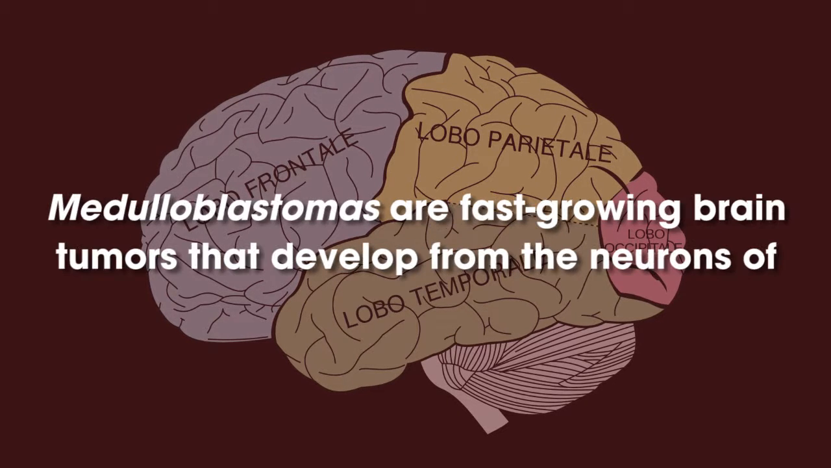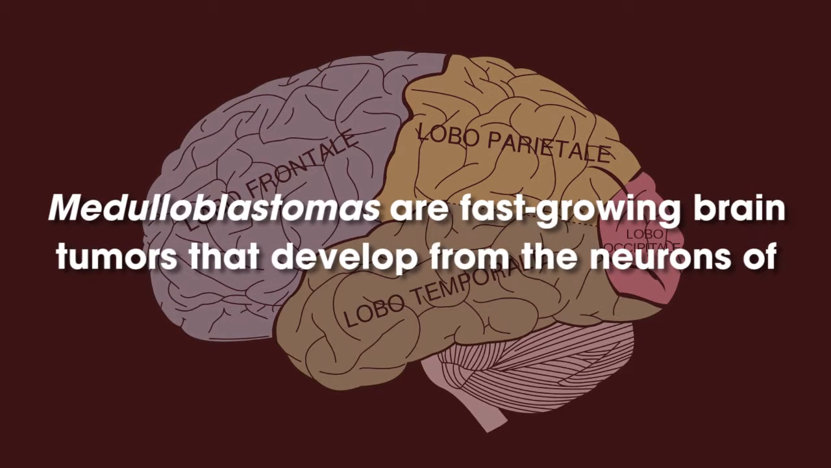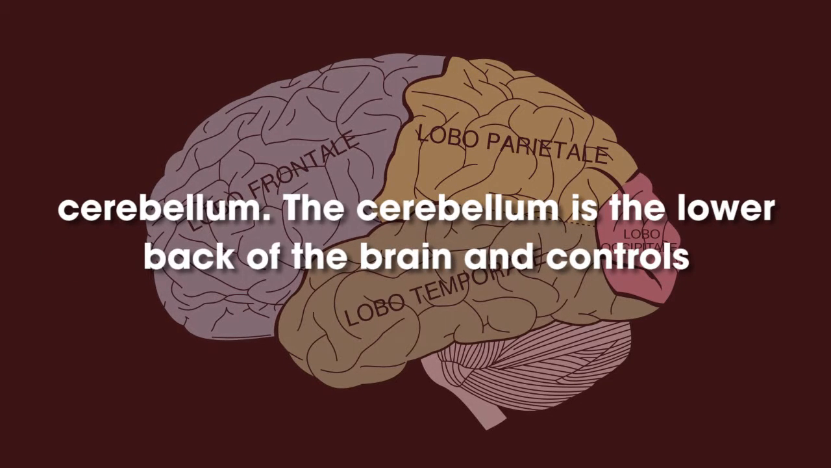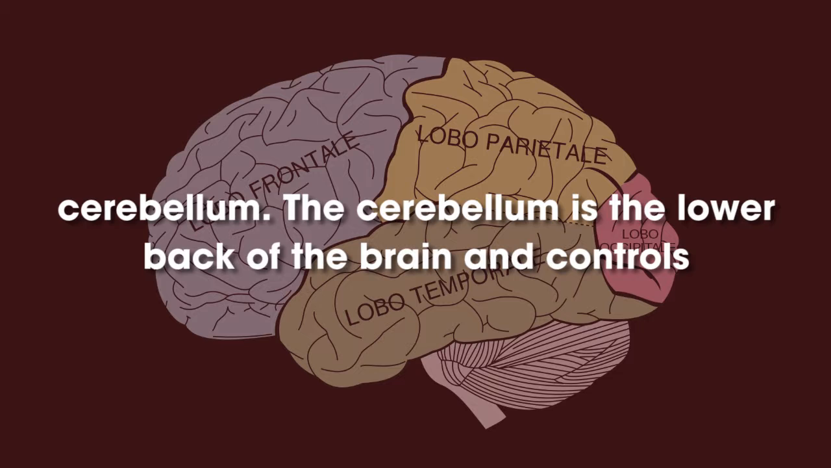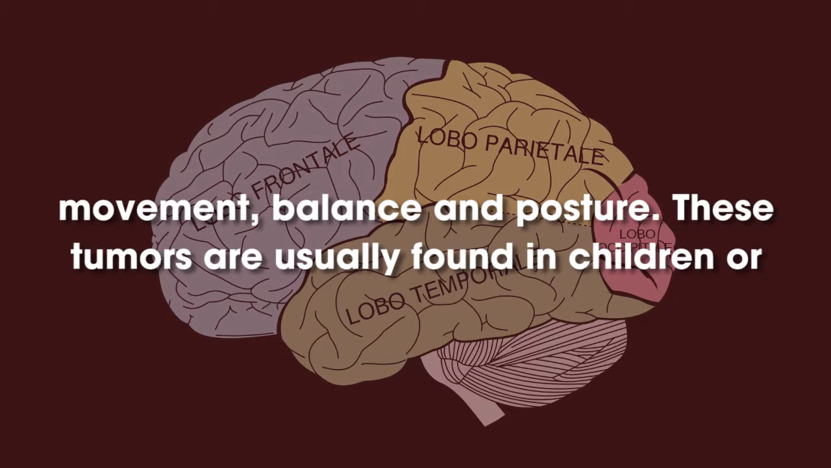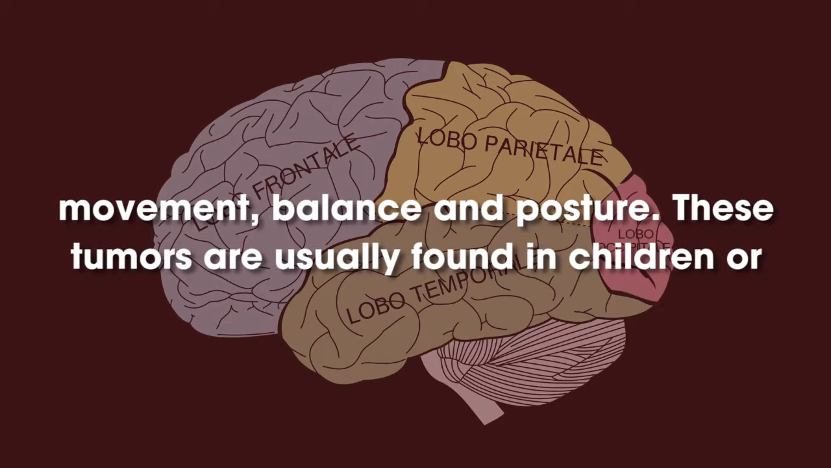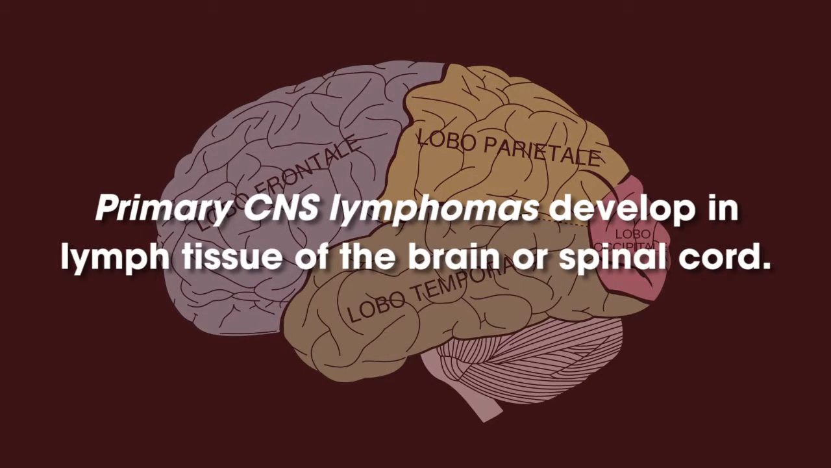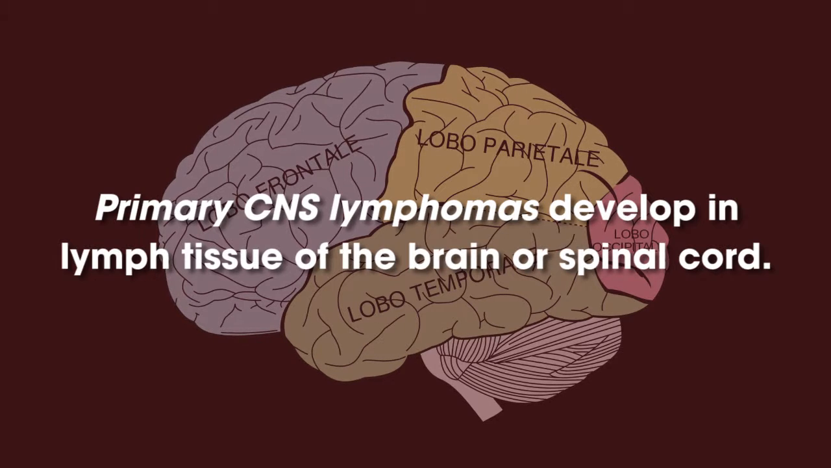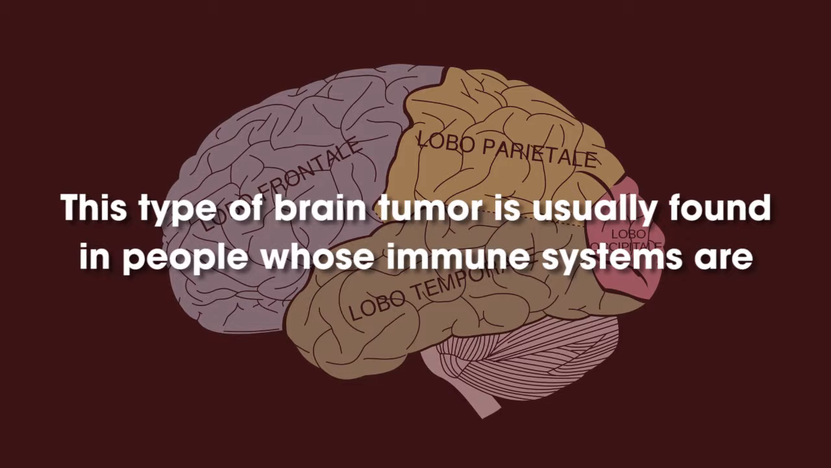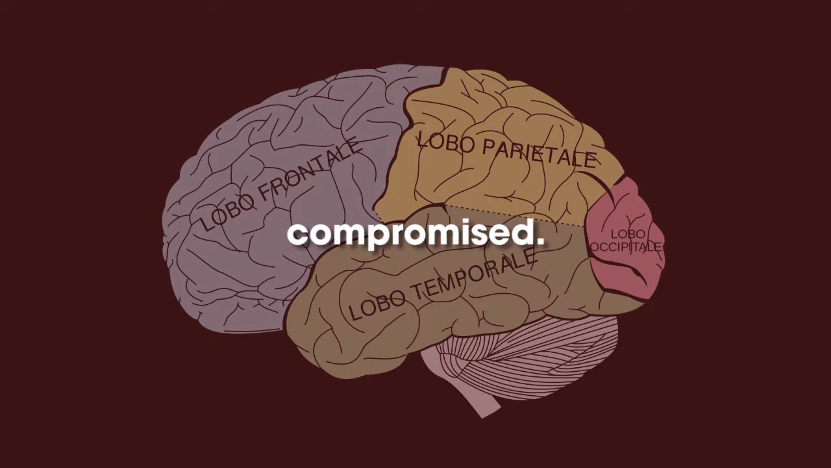Medulloblastomas are fast-growing brain tumors that develop from the neurons of the cerebellum. The cerebellum is the lower back of the brain and controls movement, balance and posture. These tumors are usually found in children or young adults. Primary CNS lymphomas develop in lymph tissue of the brain or spinal cord. This type of brain tumor is usually found in people whose immune systems are compromised.